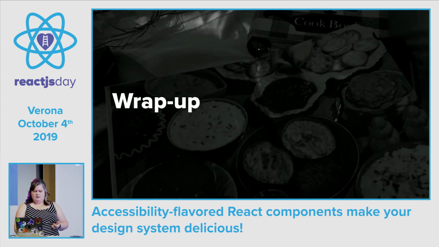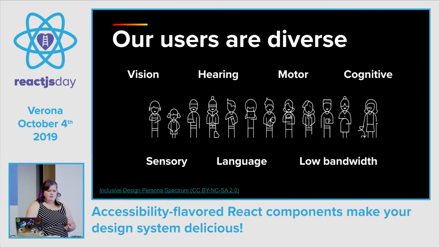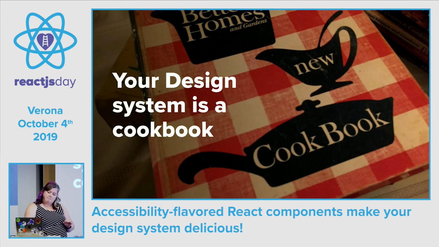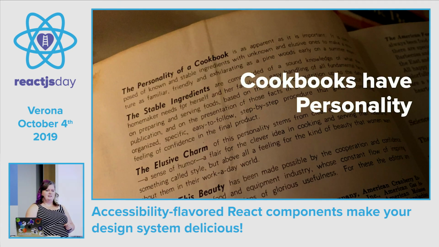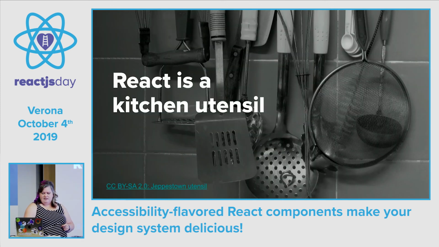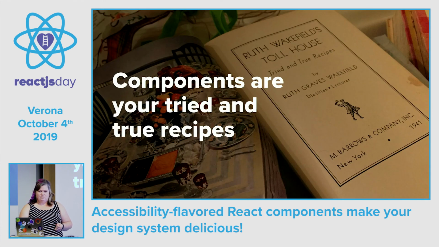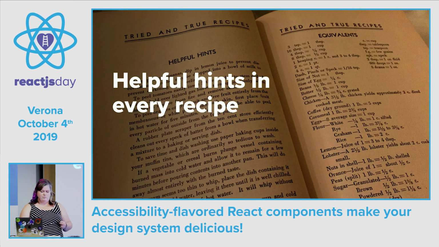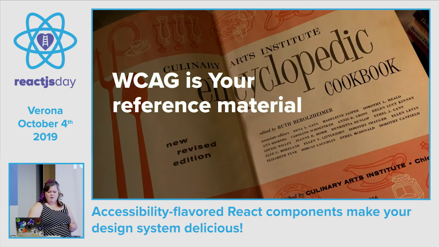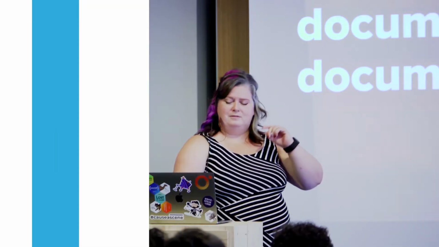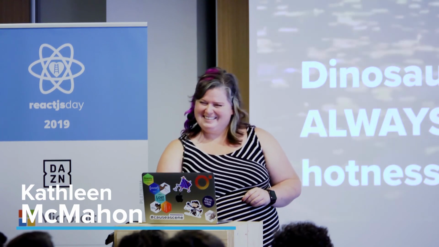So wrapping up, our users are diverse. Your design system's cookbook. Cookbooks have a personality. React is a kitchen utensil. You are the cook. Components are your tried and true recipes. Provide helpful hints in every one of your recipes. WCAG is your reference material. And document. Oh, and dinosaurs are always the hotness.